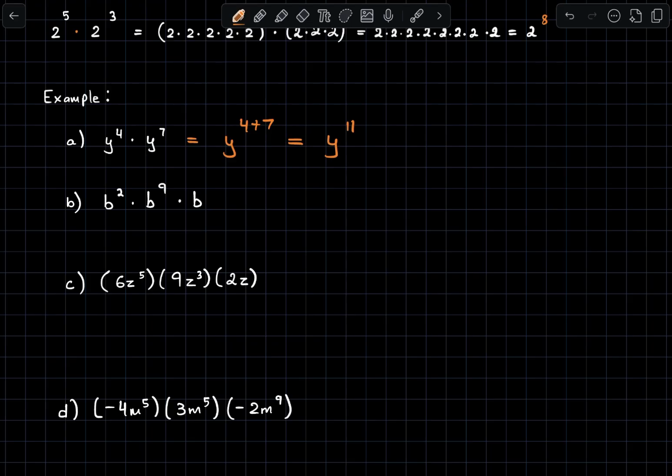Now in part b, we've got b squared times b to the 9th times b. When you have a b by itself like that, it's got an exponent, it's just an invisible exponent. It's just a 1 here, right? It's just 1b by itself being multiplied with the rest of these. Now let's use our product rule. We can just add those exponents up: 2 plus 9 plus 1. That's because the base, which is the letter b, is the same. And that's going to come out to b raised to the 12th power.